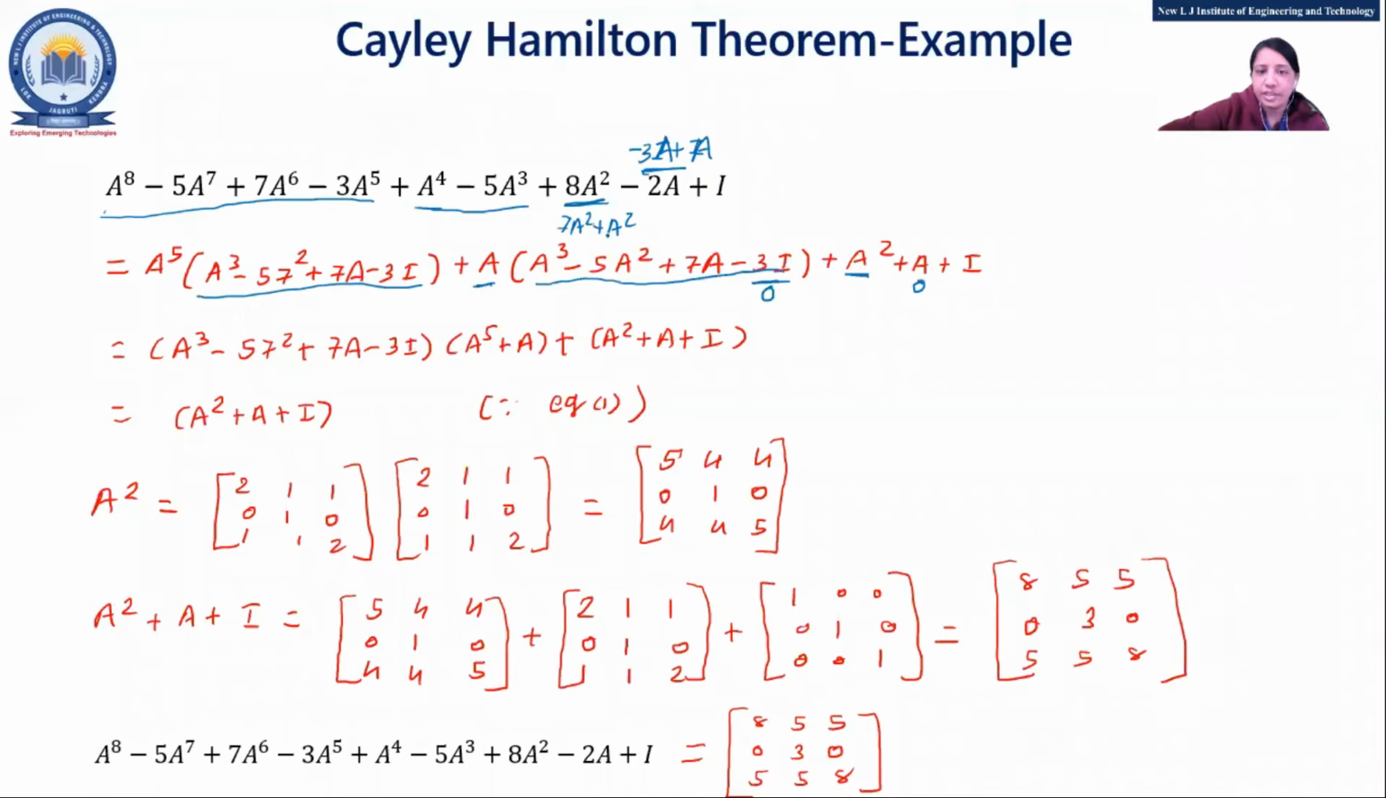That means 1A square from here, 1A from here, and 1I. This I is already there. Fine. Any doubt in this step?